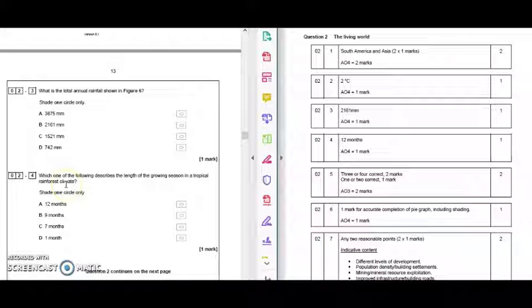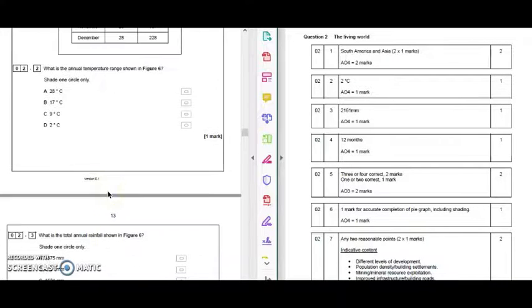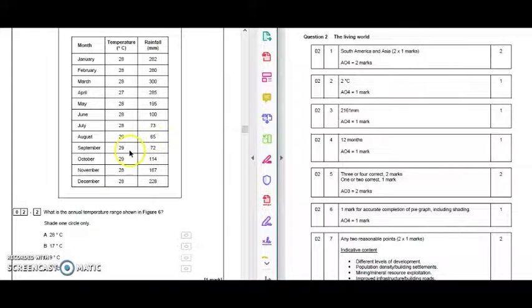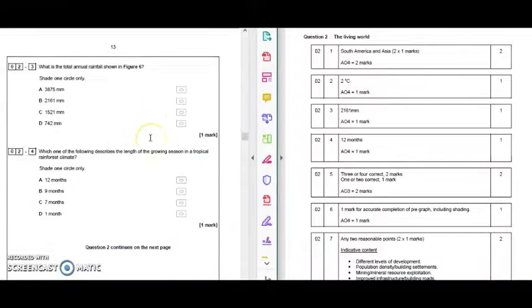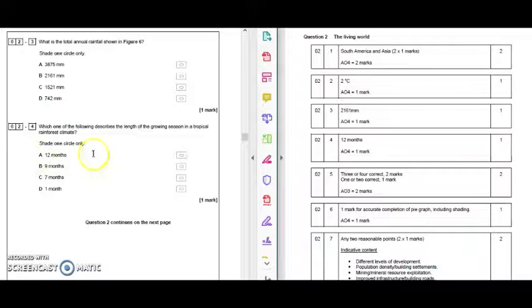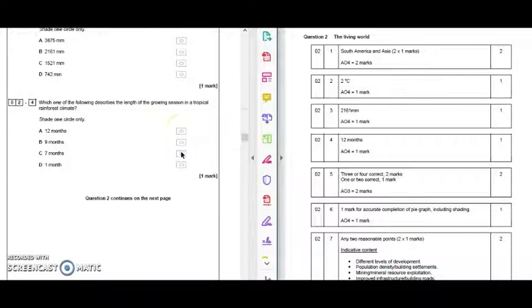2.4, which one of the following describes the length of the growing season in the tropical rainforest climate? So when are plants and trees growing? Well, they're growing all year round because, as we've seen from the table, it rains all the time and it's really warm. So perfect conditions for growing. It's not like the temperature gets down to freezing, or it's not like it's really dry for a few months. So the growing season is A, 12 months of the year.